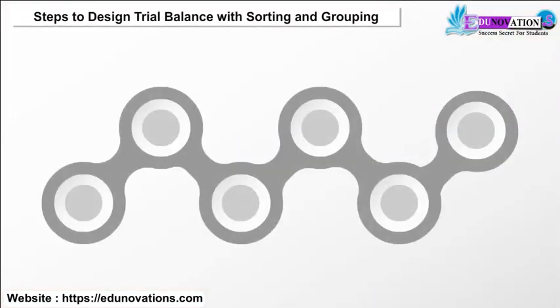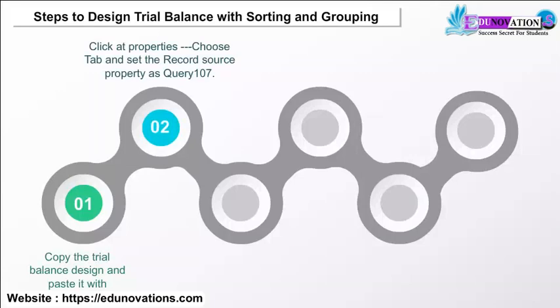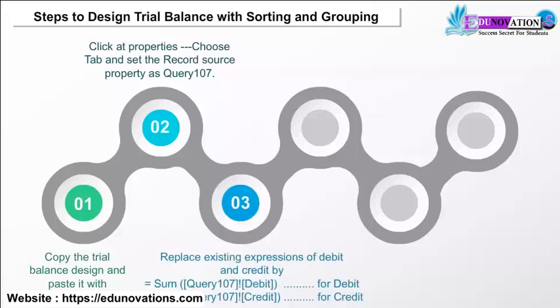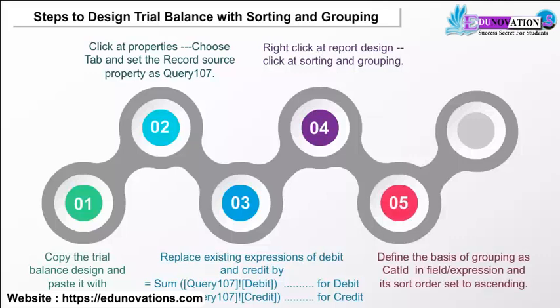Steps to design trial balance with sorting and grouping. Copy the trial balance design and paste it with different name. Click at Properties, choose Data tab and set the Record Source property as Query 107. Replace existing expressions of debit and credit by given expression. Right-click at Report Design. Click at Sorting and Grouping. Define the basis of grouping as cat ID in field or expression and set sort order to ascending. Save the modifications in the above report design.